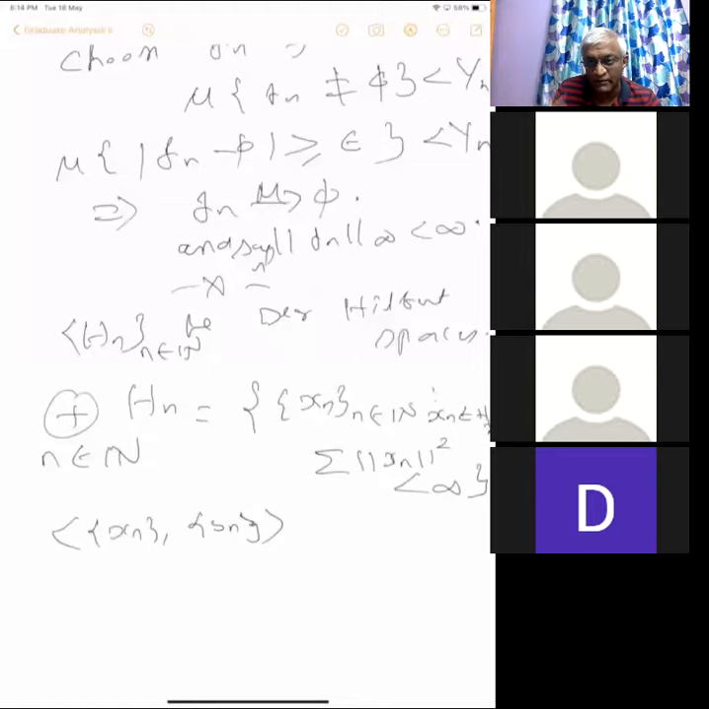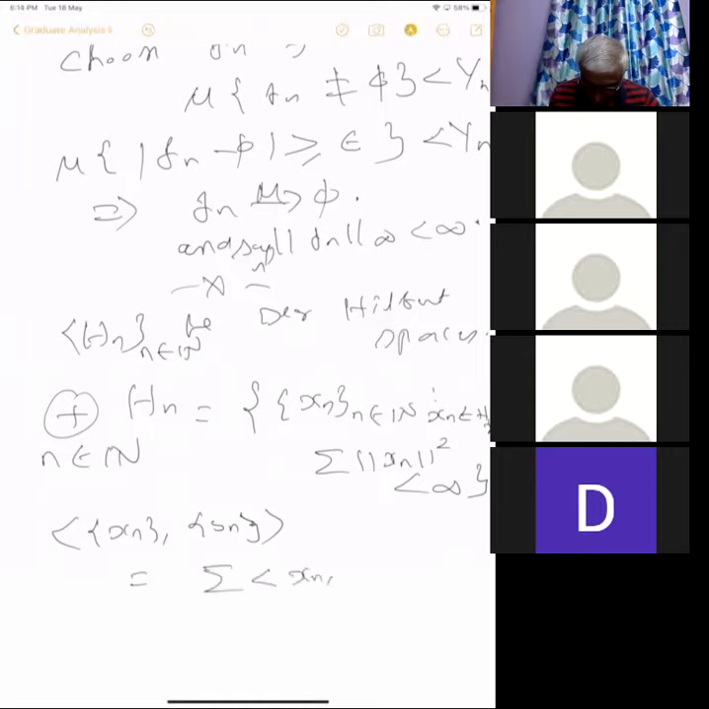If you take the direct sum of Hilbert spaces, then you just add the inner product, and the norm is the square norm. The norm of the tuple x1 up to xn is the square root of the summation of norm xn squared. This is just equal to the summation of the inner product xn.